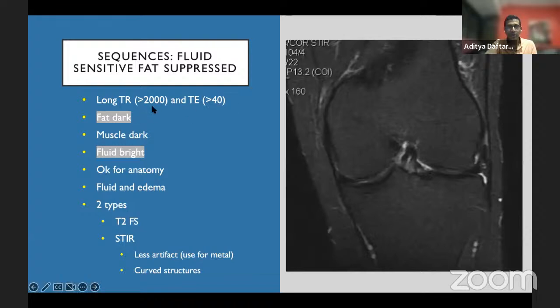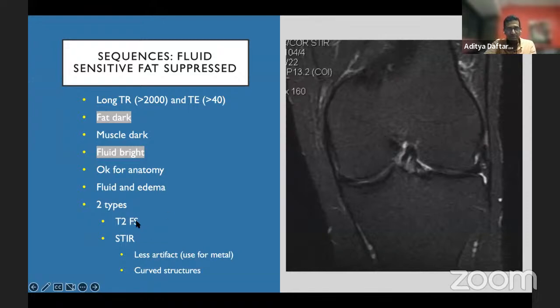So when you look at these, normally the TR will be long, over 2000, the TE will be over 40. The fat, as I said, tends to be dark, the muscle will be dark, the fluid tends to be bright. And these don't really give you a very clear look at anatomy, but they will give you a sense of where the anatomy is. This is not very bad that way, but they are excellent for looking at fluid and edema.